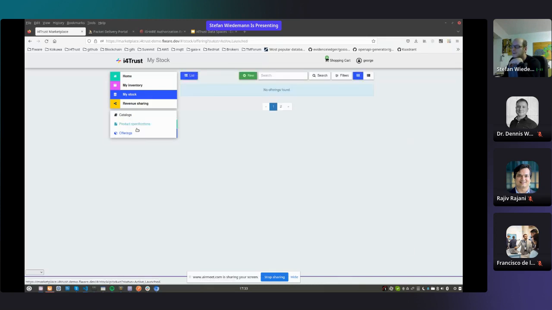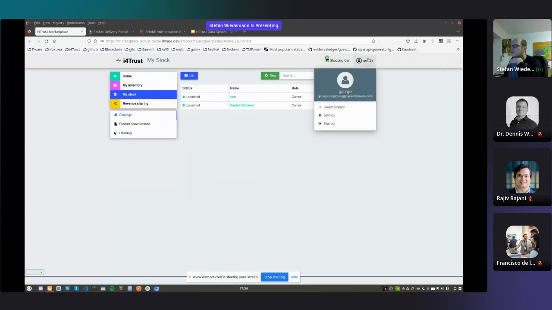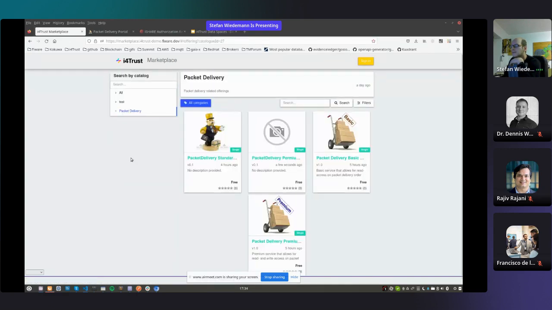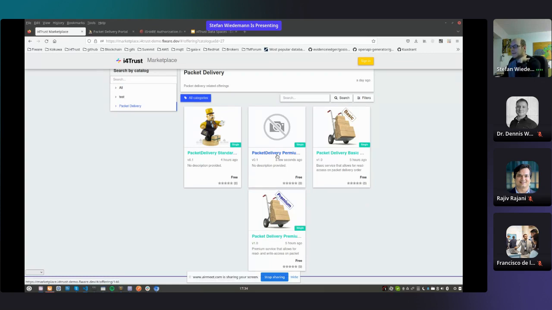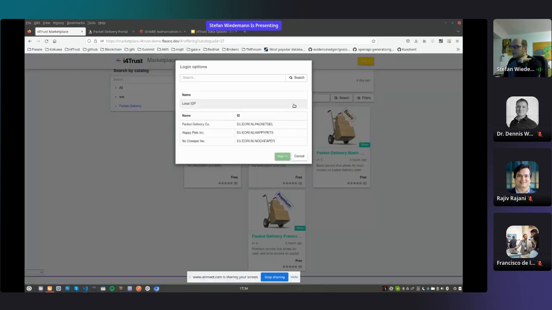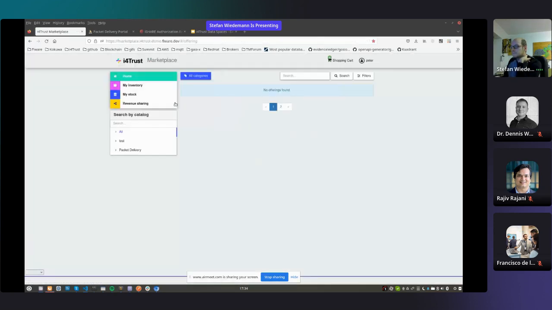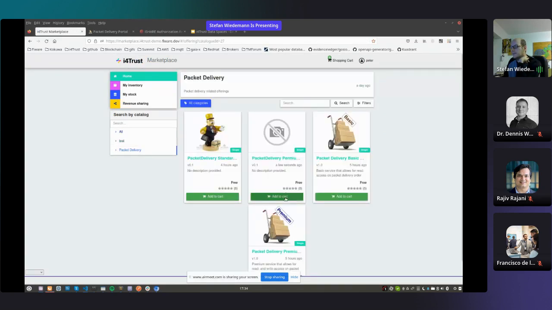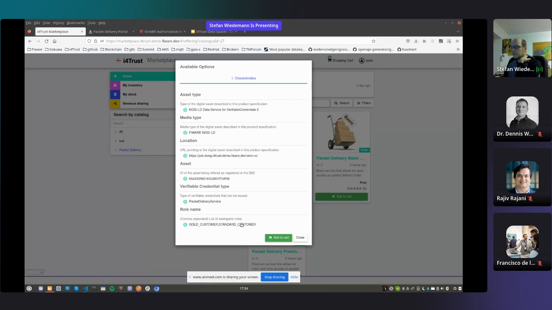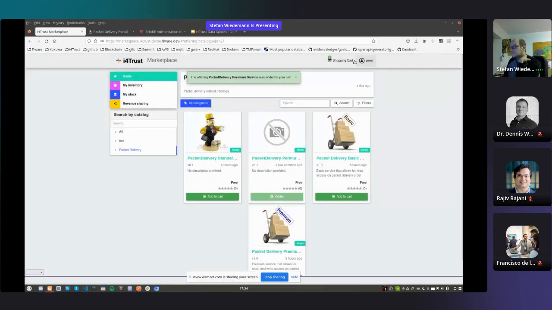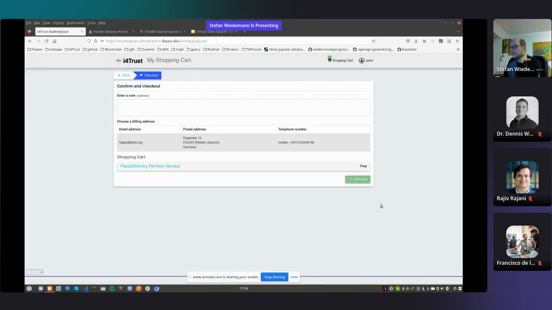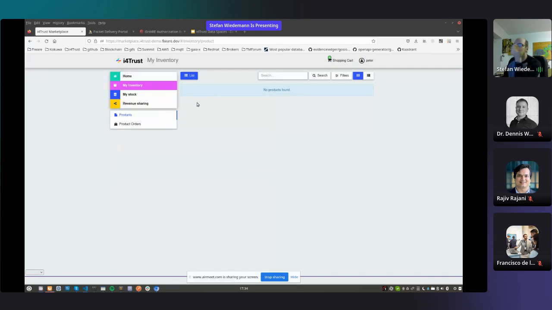So now we will have available on the marketplace this new offering, if we go here, which is the packet delivery premium service. When I now buy this service as Happy Pets, let's go to the market and buy this. I can see here that those are the roles that are supported, and that this is the packet delivery service credential that is supported. This is the checkout process that you already know. Now there is a policy created within the packet delivery service authorization registry that allows us to assign those credentials.